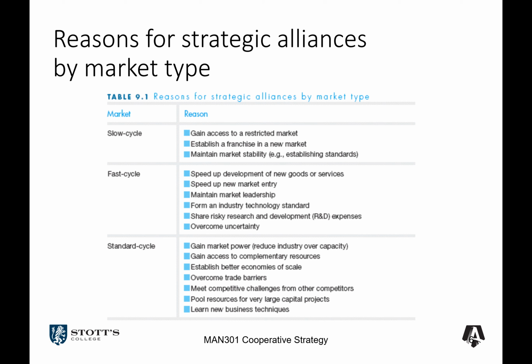You may want to access the market without as much investment through a franchise relationship. Or you may want to bring more than one company that is already in this slow cycle market together to maintain market stability. So it may be in the form of creating standards that actually affect all levels of market cycle. But entry standards, licensing, technology standards can be used to further protect the players in that industry from others entering that industry.